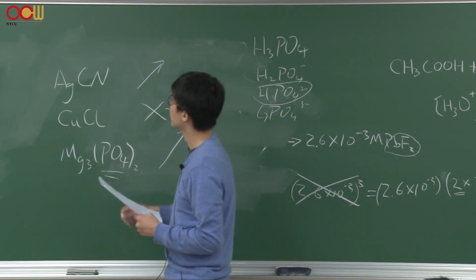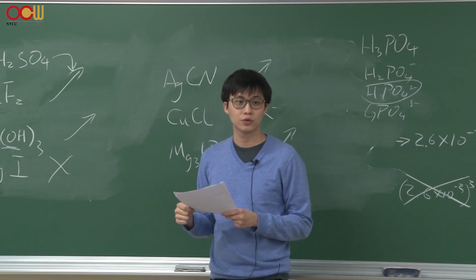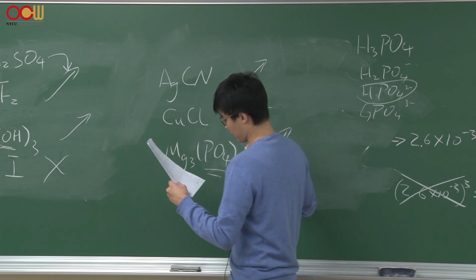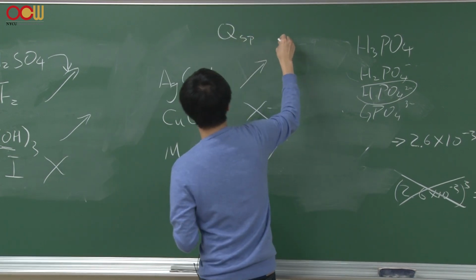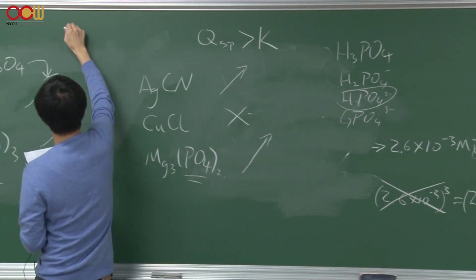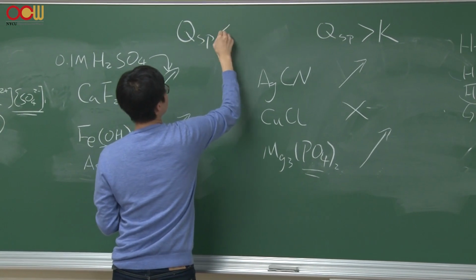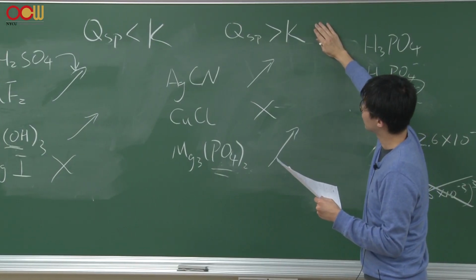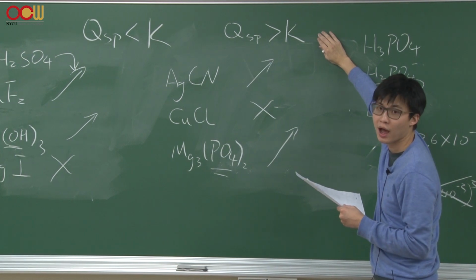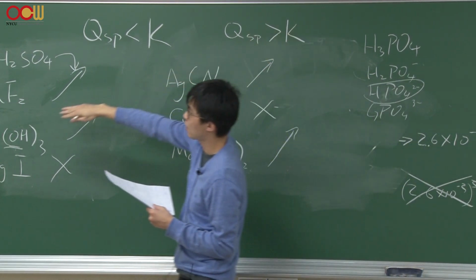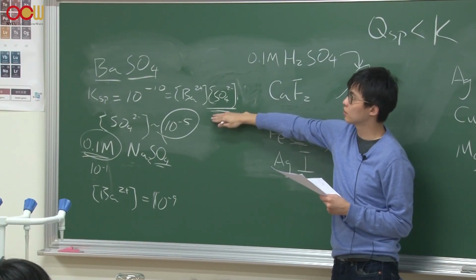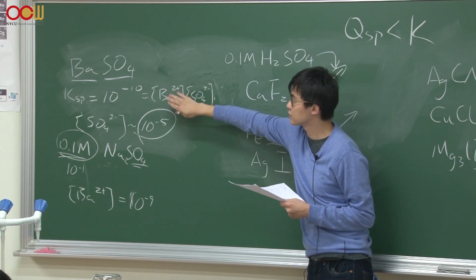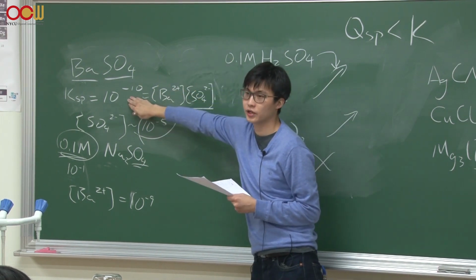Previously we talked about how we can use Q to describe our system that is not at equilibrium. So if we think about Qsp, it can be larger than K, or Qsp can be less than K. Let's look at this case. When Qsp is larger than K, what will happen? If we list out the equation, your Q will equal something like this, right? So if the product of this is larger than K, what will happen?